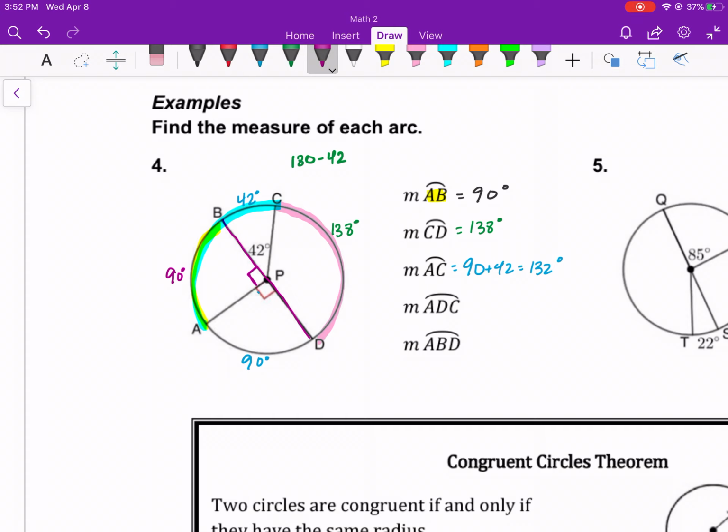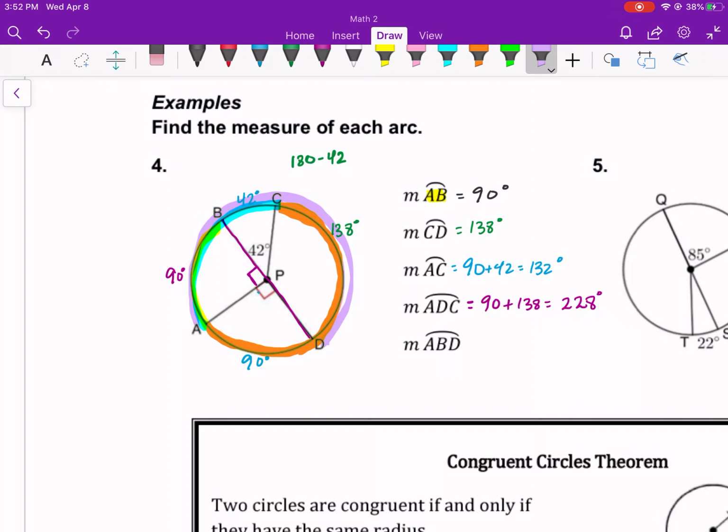So then I'll use orange. ADC, since there's three letters, I'm going to go in the order it shows me. So ADC right to here. So that whole region. I can find that by adding the two arcs. So 90 plus 138, and you get 228 degrees. And then our last one, last but not least, we got ABD. So this is a major arc again. So I got to go in the order it shows me. So AB all the way to D.